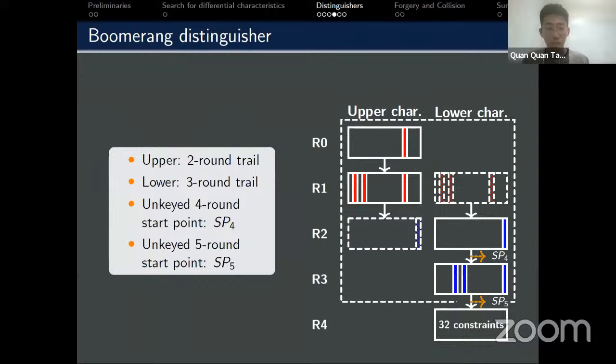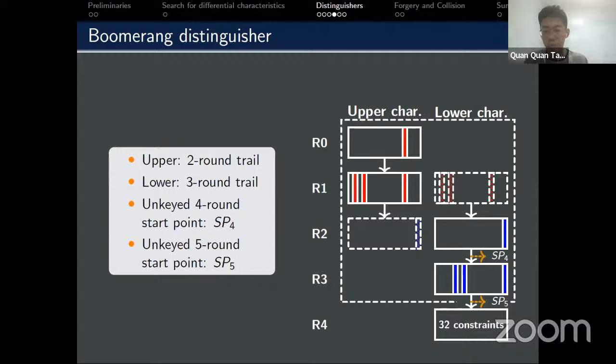So the next one is a boomerang distinguisher. Over here, I will just discuss again for the unkeyed permutation case. So basically, for us, we have a 4 and a 5 round boomerang distinguisher. For the 5 round, basically we use an upper 2 round trail and a lower 3 round trail.